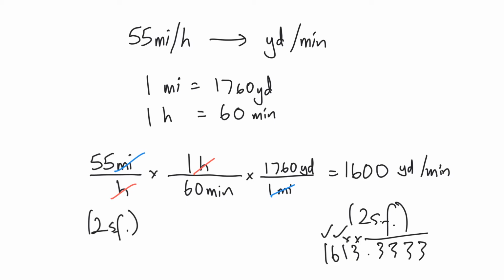Or if you were extra smarty pants, you could write that as 1.6 times 10 to the 3 yards per minute. You could also go ahead and show off and say 10 to the 3 is the SI prefix kilo. So you could write 1.6 kiloyards per minute. Although that's pretty darn nerdy. If you did that, you're a giant chemistry nerd. That's okay. Well done.